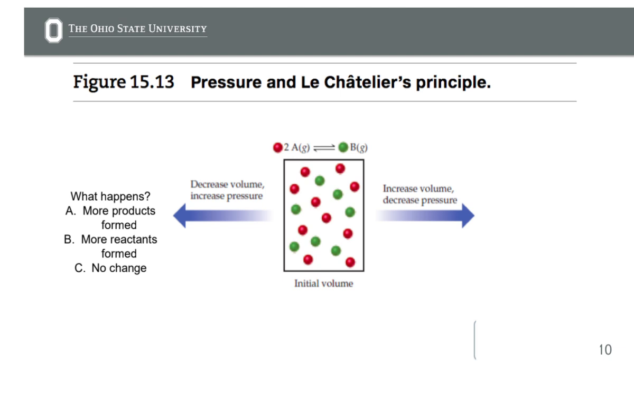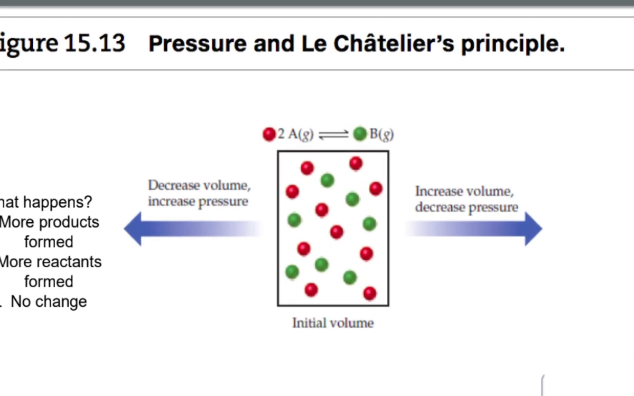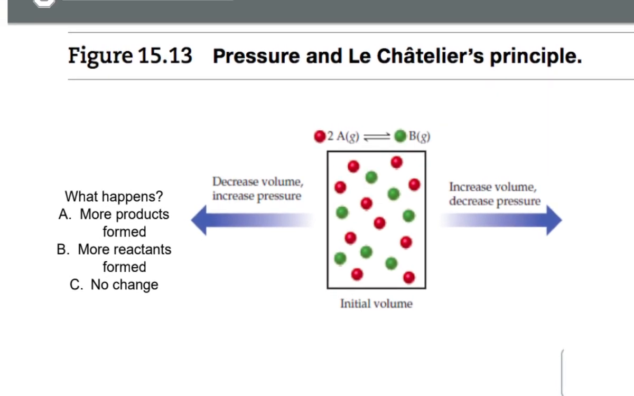All right. I apologize for anyone who is red-green colorblind. We're going to make some notes here. We've got a general reaction of 2A forming B. And in this box, there are 10 A spheres and there are 7 B spheres.